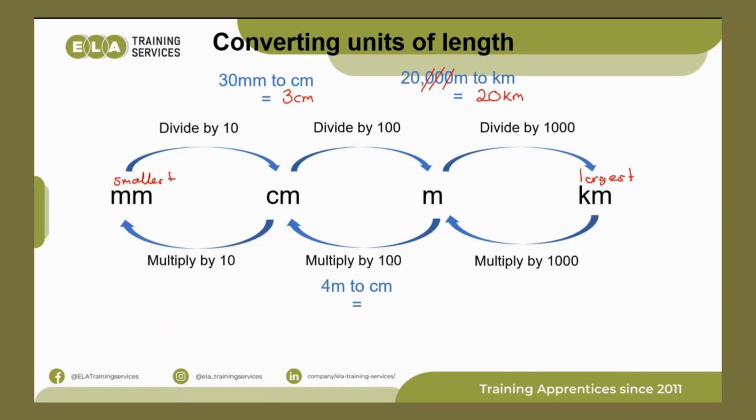And then our last one, we're going to go now from metres to centimetres. So this time we're going to multiply. So we're going to do 4 times 100, which is 400 centimetres. And that is how we convert between units of length.